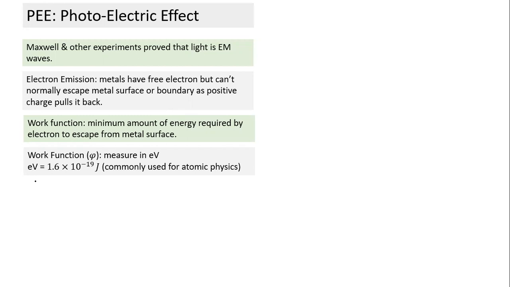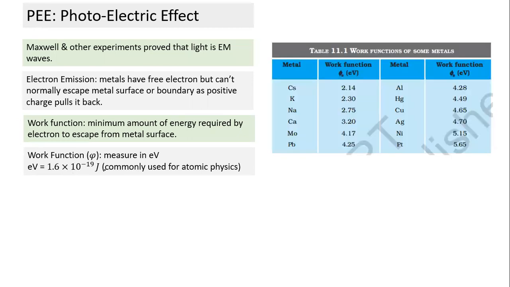So 1 electron volt is a very small unit of energy. 1 eV is equal to 1.6 times 10 to the power minus 19 joules. This is commonly used in atomic physics, so we'll keep this in mind, and it's pretty simple. So this term eV is equivalent to the charge of an electron.